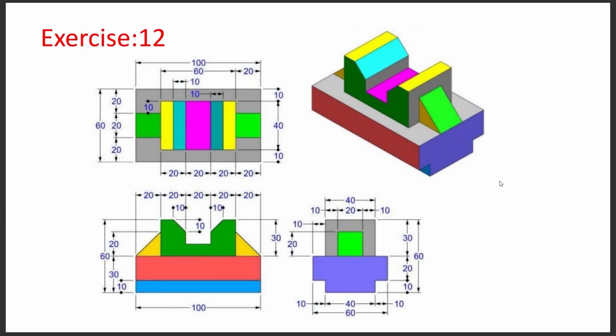Hello viewers, this is the 12th exercise and we will be modeling this one using Autodesk Fusion 360. You can see we are having different views. This is the top view, this is front, and this is the side one, and this one is actually the isometric one. So we can start modeling from front view, and as this is symmetric, we can make one half of this and we can make a mirror to have the complete view, right? So without wasting time, let us start our modeling using Autodesk Fusion 360.